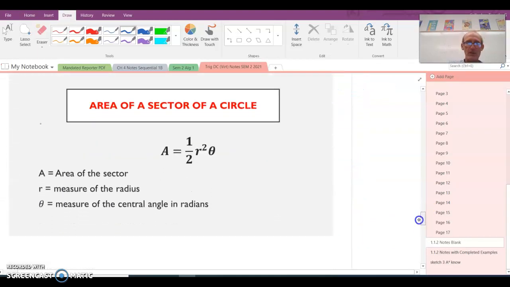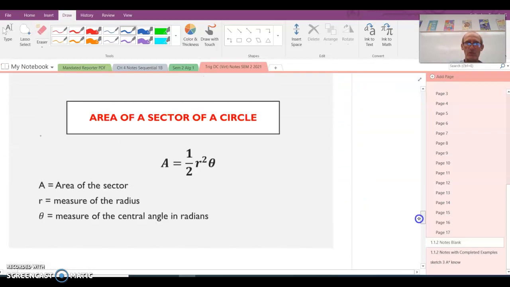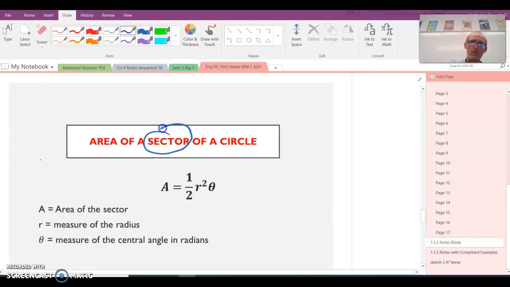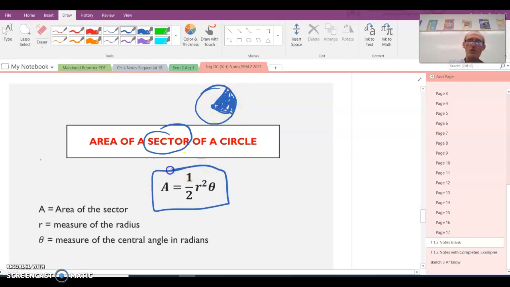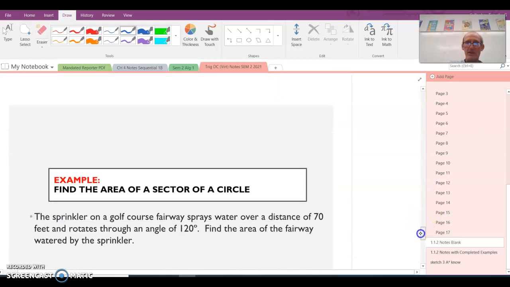Next thing we're going to do is find the area of a sector. Now, what is a sector? Remember, a sector is like a piece of a pie. So a sector is like a pie piece. And the formula for that is r squared times theta in radians divided by 2. 1/2 is the same as dividing by 2. All right, so we're going to do one example here.